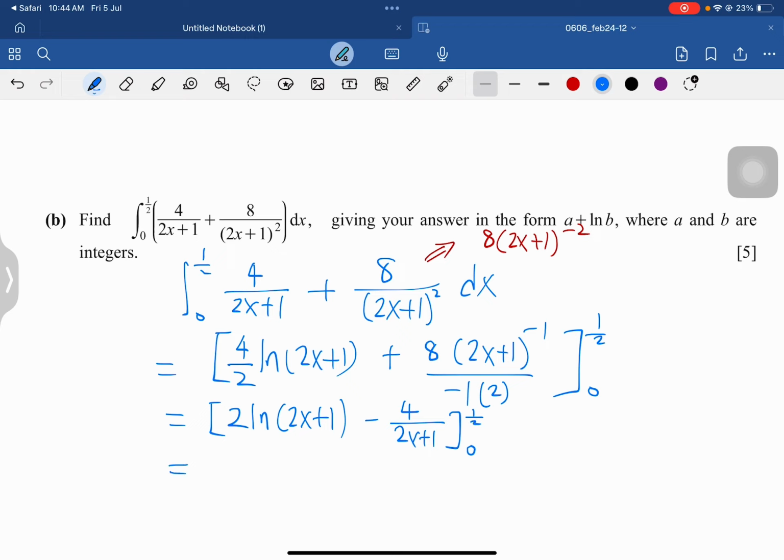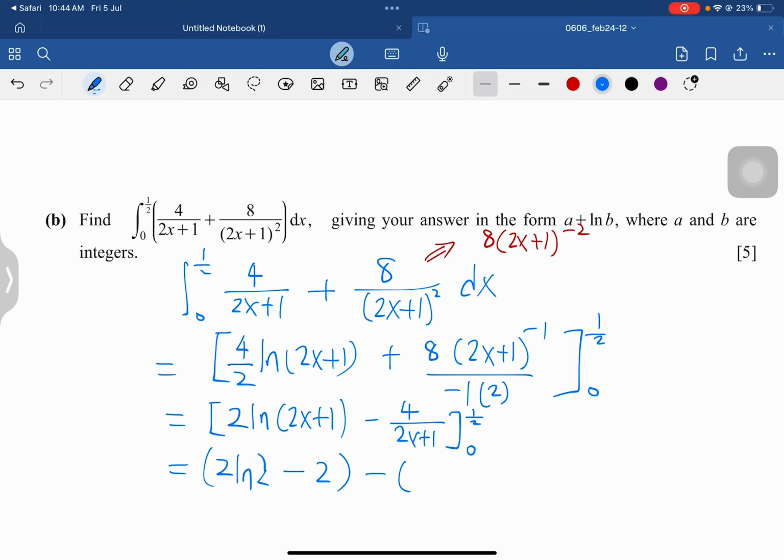Okay, now we can sub in the number. Sub in the half. Half times 2, which is 1. 1 plus 1, 2. 2 ln 2 minus, sub in the half here. Half times 2, 1 plus 1, 2, 4 over 2, which is 2. If you want, you can put a bracket first. Minus, sub in the 0.